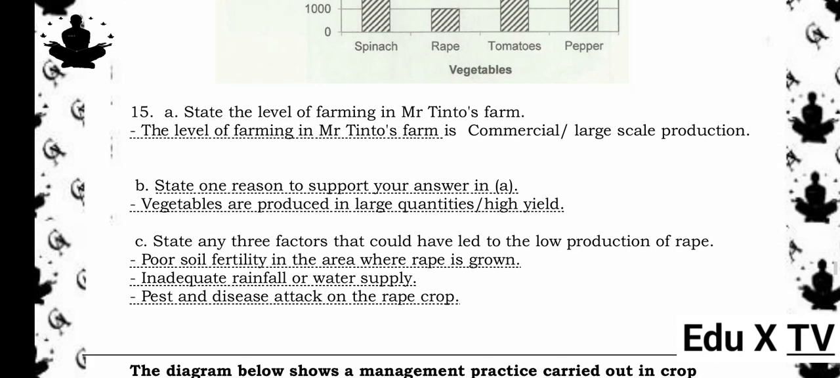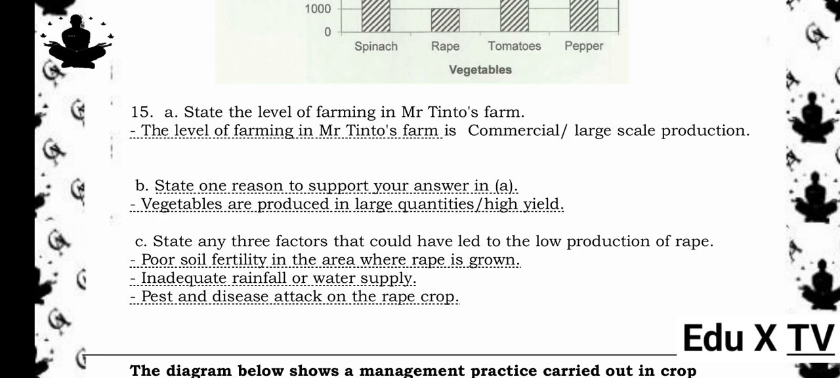15. A. State the level of farming in Mr. Tinto's farm. The level of farming in Mr. Tinto's farm is commercial, large-scale production. B. State one reason to support your answer in A. Vegetables are produced in large quantities, high yield.